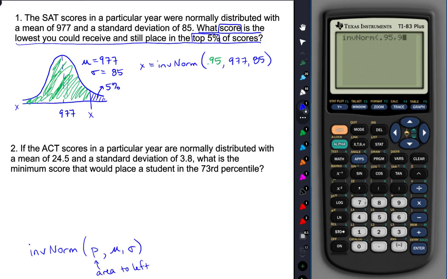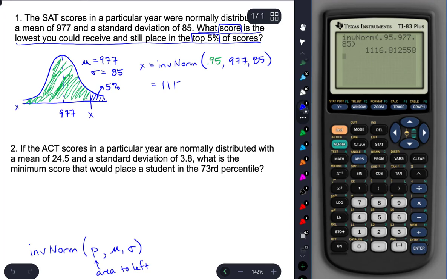So let's take a look. 0.95, 977, and 85. That gives me an answer of 1,117 is what we'll go with. So 1,117. Since the mean and standard deviation are to the nearest integer, that's how we'll do the rounding here.